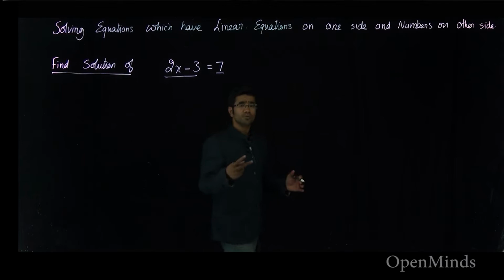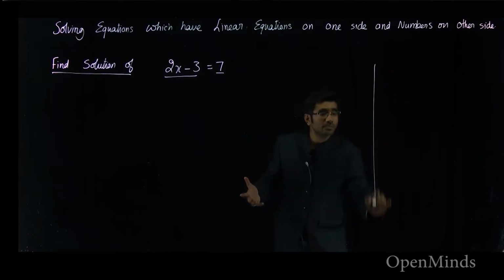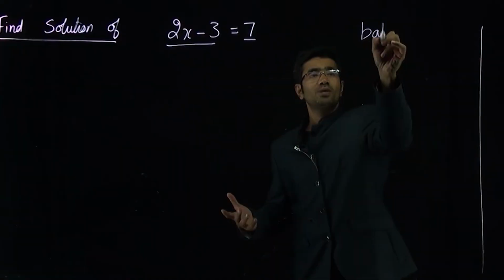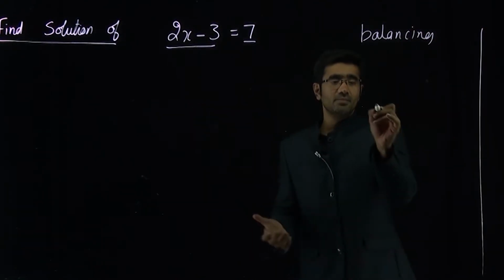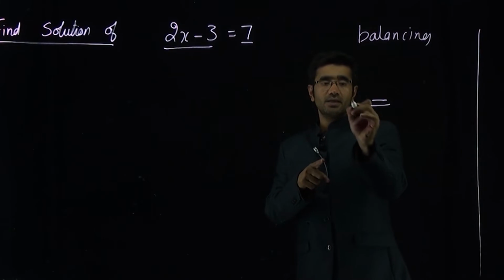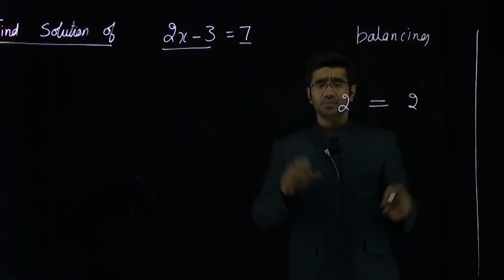That's a number on the right hand side. So there are two possible ways of solving this, guys. The first method is called the balancing method. So what is balancing? The word says it can be balanced on both sides. For example, that's the equal sign. Let's say 2 is equal to 2. That makes sense to me, isn't it?